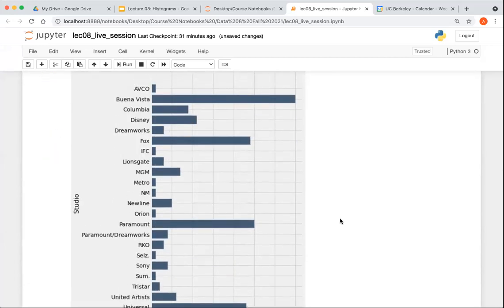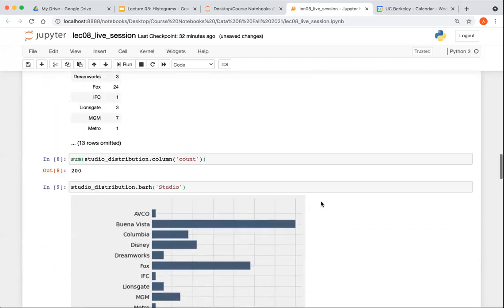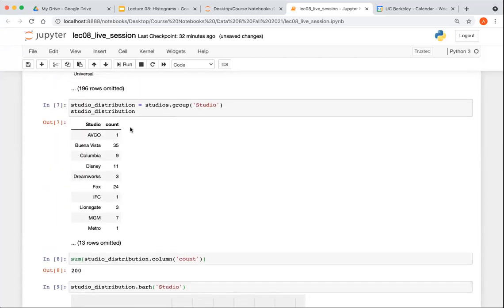Okay, so now I want you to look at this. This bar chart, while it is correct, is actually pretty difficult to interpret because the bars are all over the place, but it's because of the order in which they're listed. You can see this is in alphabetical order. Why are they listed in alphabetical order? They're listed in alphabetical order because the studio distribution table is in alphabetical order of studio. Why is that? That is because that's what group does.